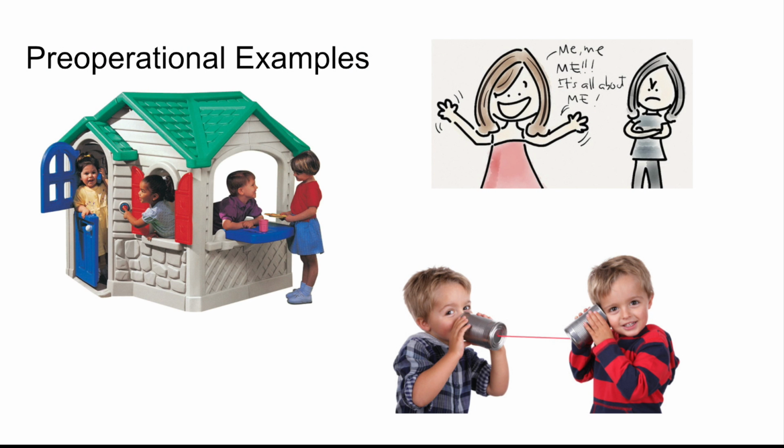Some examples of the pre-operational stage are as follows. In the top right, you see a child being extremely egocentric and only concerned with herself. This is very common in the pre-operational stage, and children often have trouble sharing toys or worrying about others. In the bottom right, there are the two boys speaking through the cans. In the pre-operational stage, kids start speaking and using language in general. Finally, in the top left, there are kids playing house. Playing make-believe happens a lot in this stage, and it is known as dramatic play.